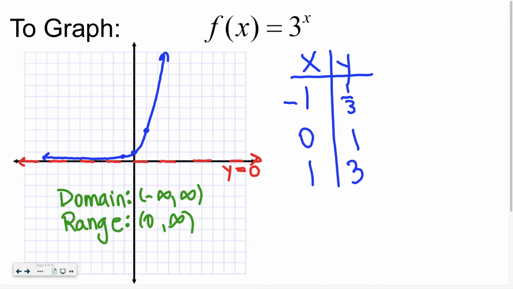And different question. Why is it when you put in 0, why is it 1 again? Because 3 to the 0 power is 1. Just anything to the 0 power is 1.